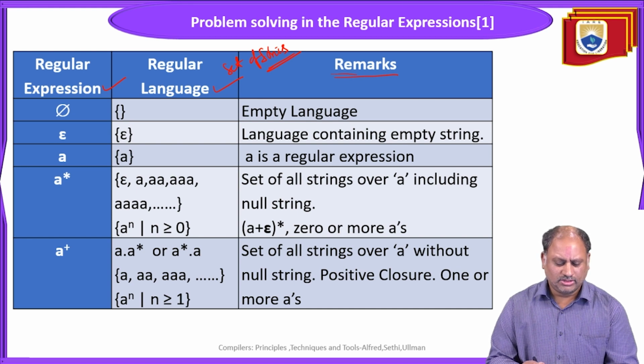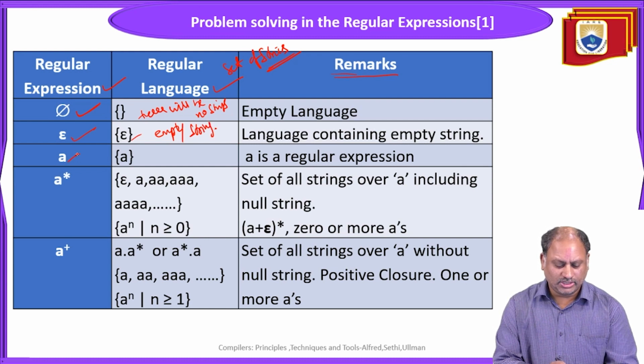Now from this we identify, for example, phi. It is an empty set. That means there are no elements here. It is the empty language, and it does not contain any strings. Whereas epsilon contains one string, which is called the empty string.